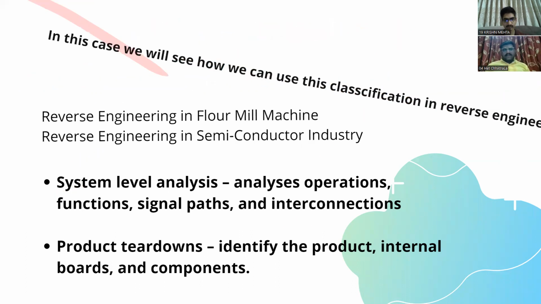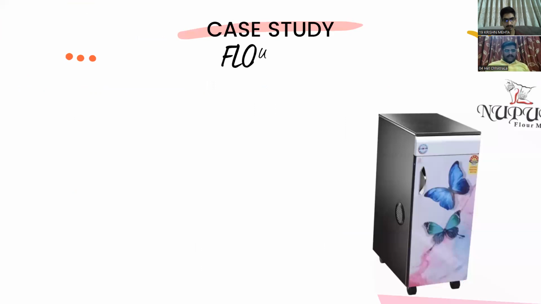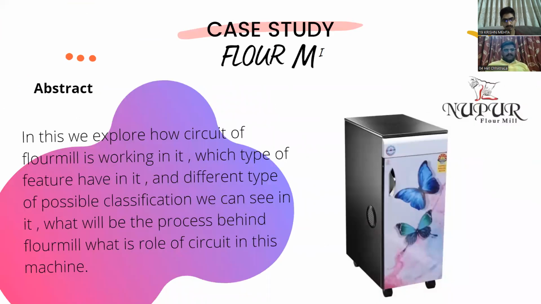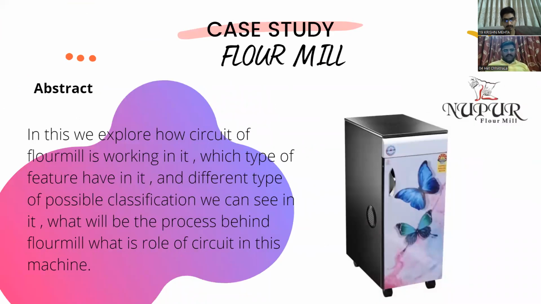So we will start the case study of the flour mill. Here we explore how the circuit of the flour mill is working, which types of features it has, and the different possible classifications. And we can see what the process behind the flour mill is and what the role of circuit classification is in this machine.